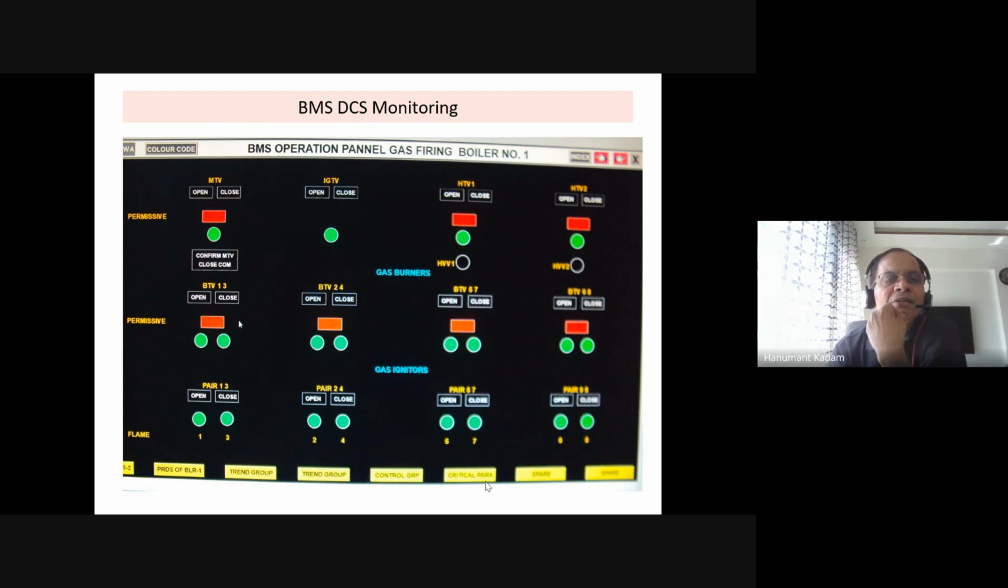So you can see here the MTV wall, open, close, igniters, permissives. So you will come to know which burner is on, and if you want to stop it, this is related to flame on and permissive.